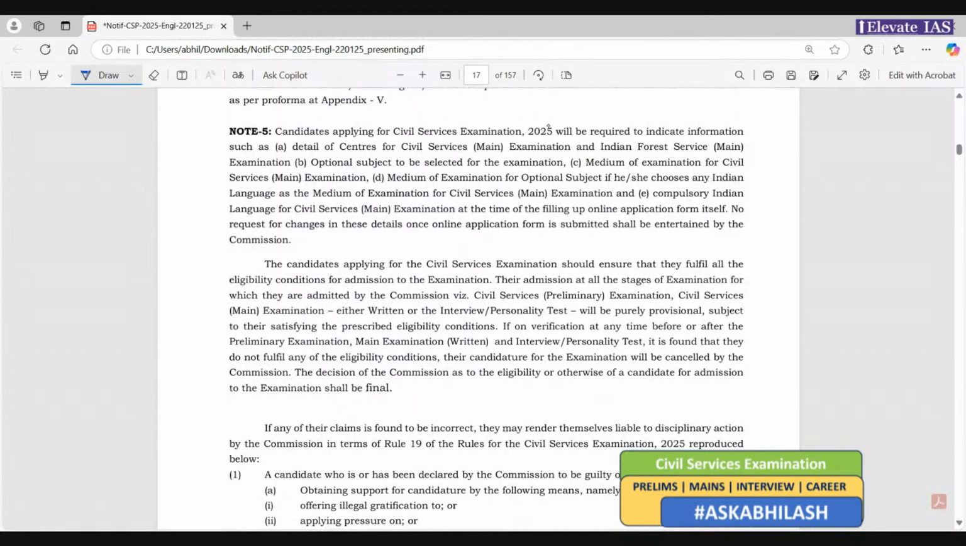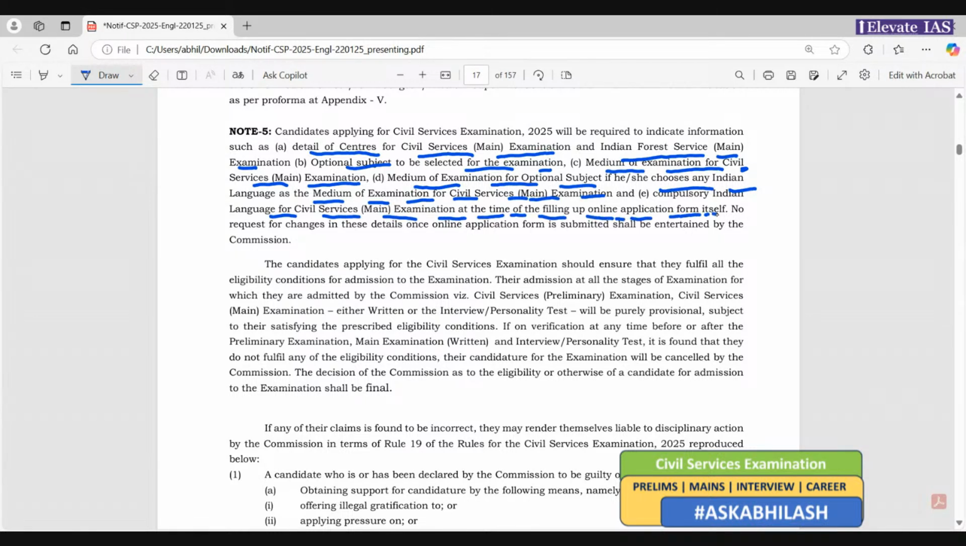So candidates applying for this exam will be required to indicate information such as detail of center for Civil Services main examination, IFS main examination, optional subject to be selected for examination, medium of examination for Civil Services main examination, medium of examination for optional subject. If he chooses an Indian language as the medium of examination, main compulsory Indian language for Civil Services main examination at the time of filling the online form itself. No request for change in these details of application will be entertained by the commission.